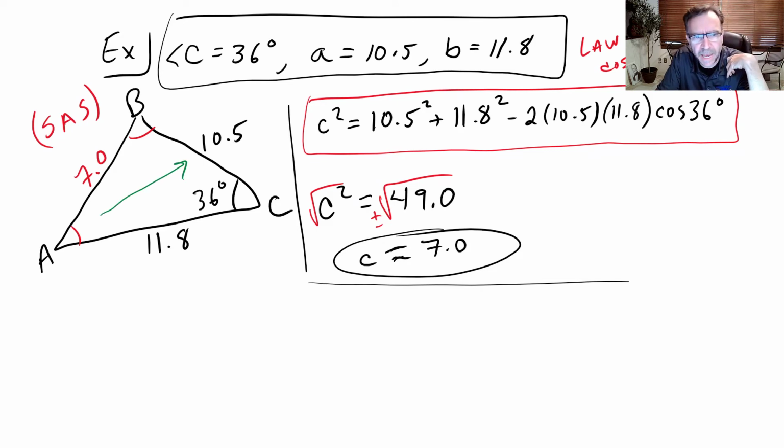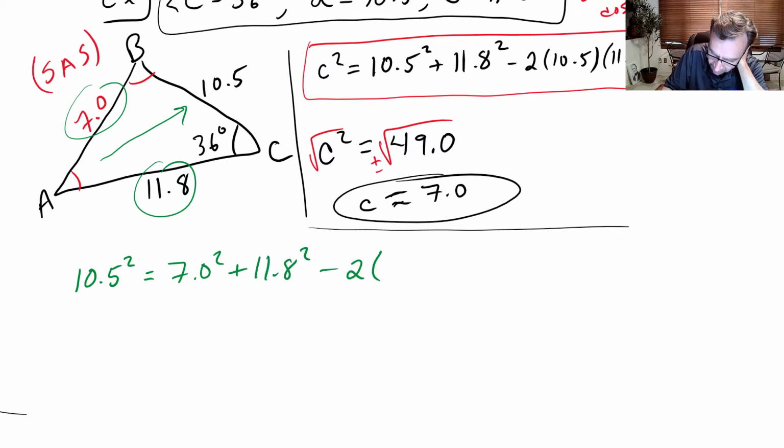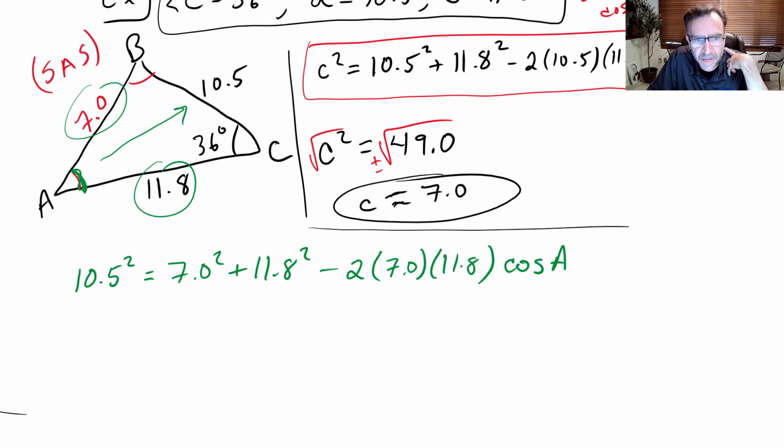If I want to go for angle A, I want to look at 10.5 as the hypotenuse. So if I were going to set up the law of cosines for angle A there, I would say the hypotenuse, 10.5 squared, is going to be equal to the legs, which are 7.0 squared plus 11.8 squared. And then I would adjust by subtracting out 2 times 7.0 times 11.8 times cosine of the angle between them. And the angle between those two legs is A. And so that's an application of the law of cosines for angle A.